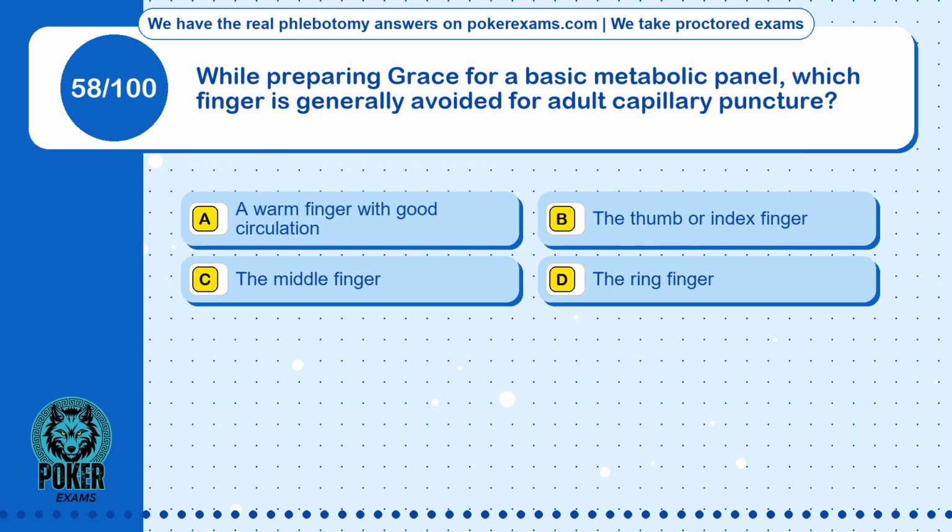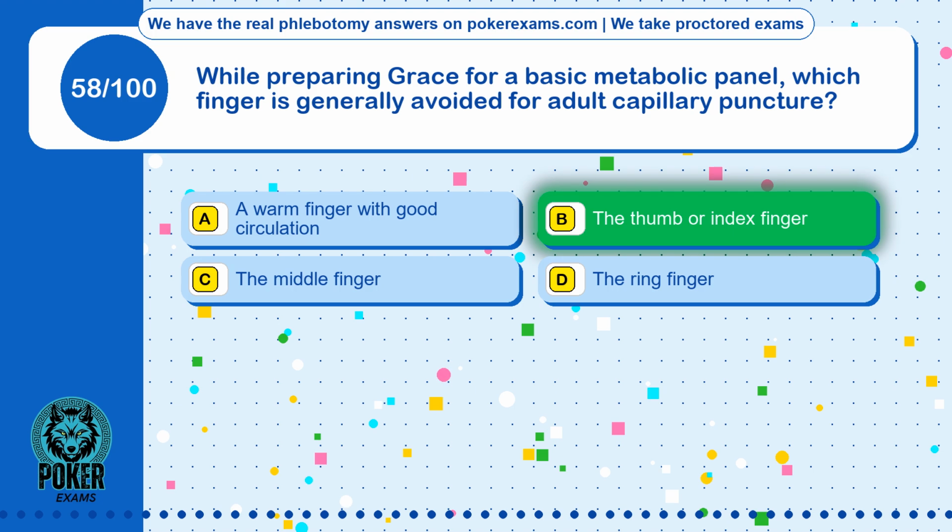Question 58. While preparing Grace for a basic metabolic panel, which finger is generally avoided for adult capillary puncture? Option A. A warm finger with good circulation. Option B. The thumb or index finger. Option C. The middle finger. Option D. The ring finger.